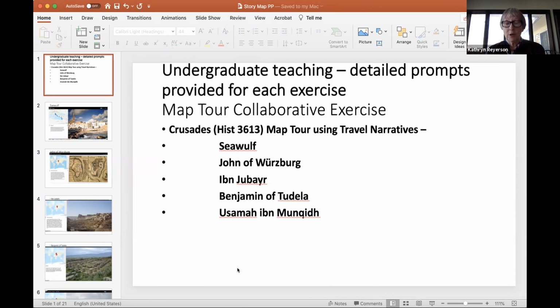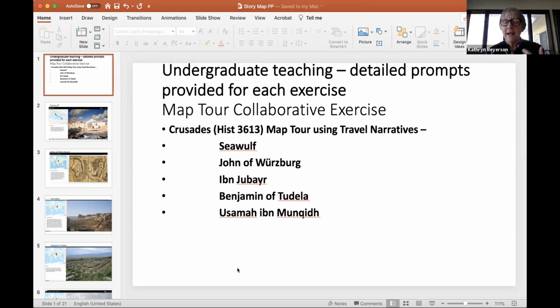And it was a very simple version of a story map. It's called a map tour. We asked students, well, in each of these cases, there were detailed prompts and demonstrations of story maps, so we didn't just take the students by surprise. We asked them to come to class having read one of the 5 different narratives that I have on the screen that were part of our primary source text, the Allen text for the Crusades. They offered us nice diversity, shall we say, that is certainly representative of the medieval Mediterranean.